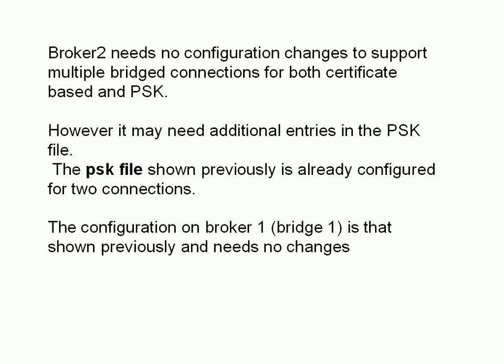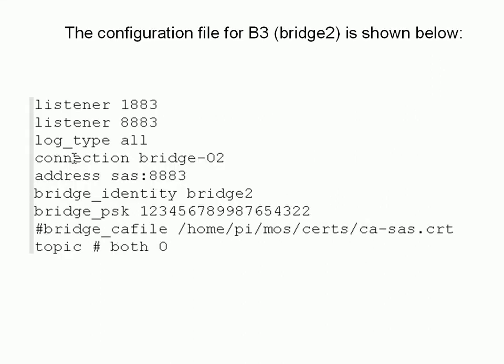Now broker 2 doesn't need any configuration change, it supports multiple bridge connections, whether we're using certificates or PSK. If we're using PSK, which is what I'm actually going to illustrate, then we may need to add another entry for the other broker, but I already did that previously, so as I showed you with the PSK file, there are 2 entries there. The configuration on broker 1, which is bridge 1, is what I showed you previously, and it doesn't need any changes. So the only thing we need to do is put an entry into bridge 2, which is on broker 3.